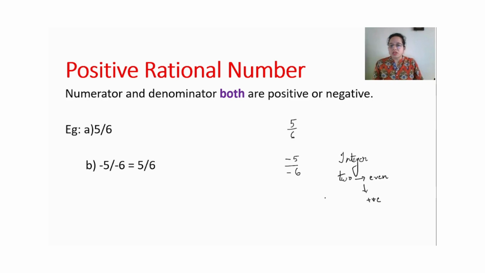If you have any doubt about this concept of multiplication and division of integers, you can watch my video where I have explained it so that your doubts will be clear. Here the total number of negative signs is 2, an even number, so the answer will be positive. So minus 5 upon minus 6 becomes positive 5 upon 6. When the numerator and denominator are both positive or both negative, the rational number is known as a positive rational number.